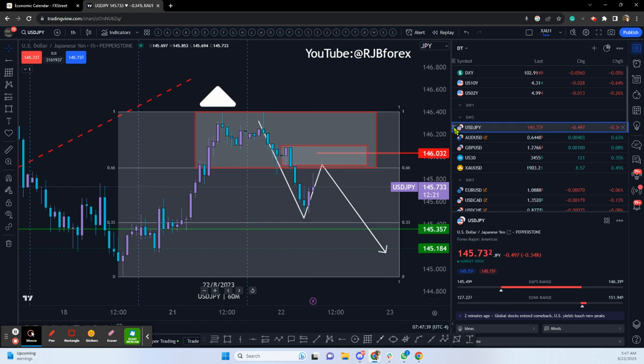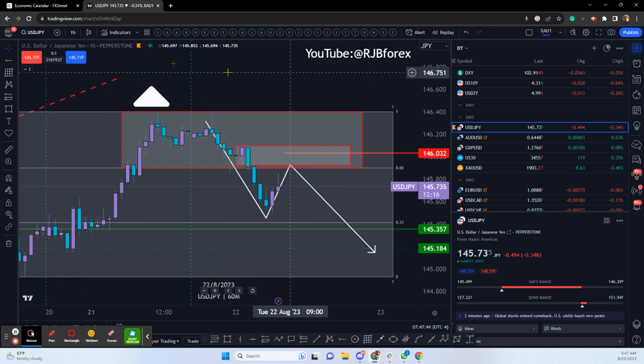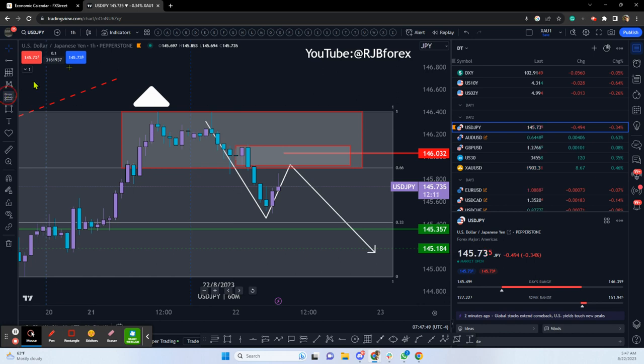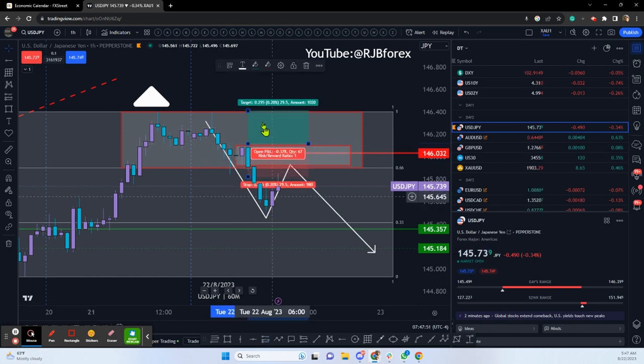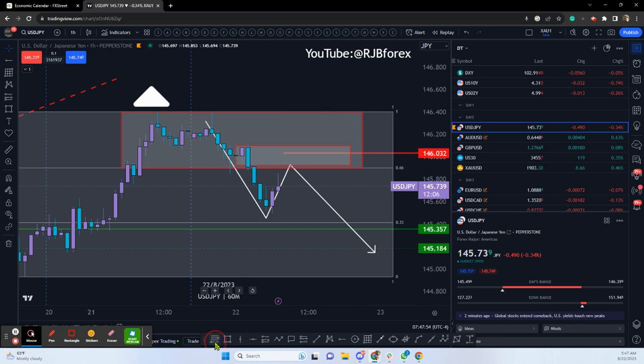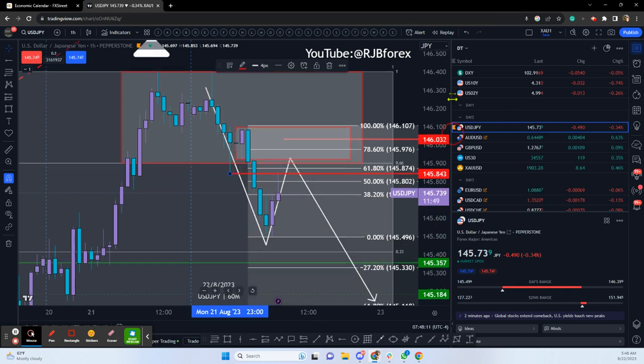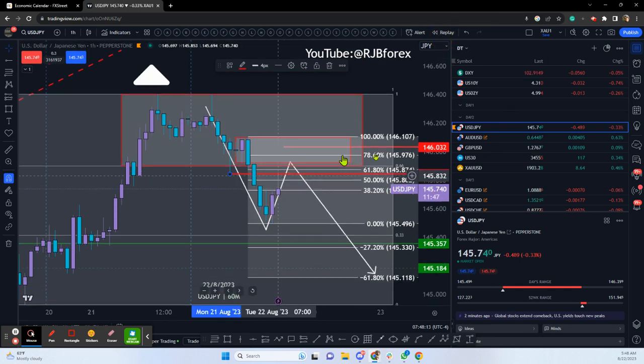Okay, so we'll keep an eye on dollar yen. In that regard, maybe we'll become more interested when we get a test of the 38.2. So we've got that, we've got 50 as well. We've got this low over here, 45.84. We've breached that.